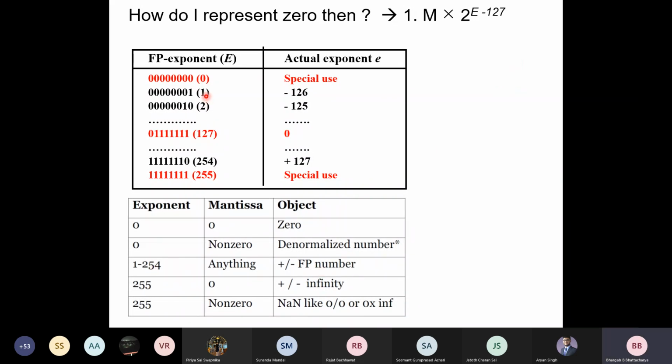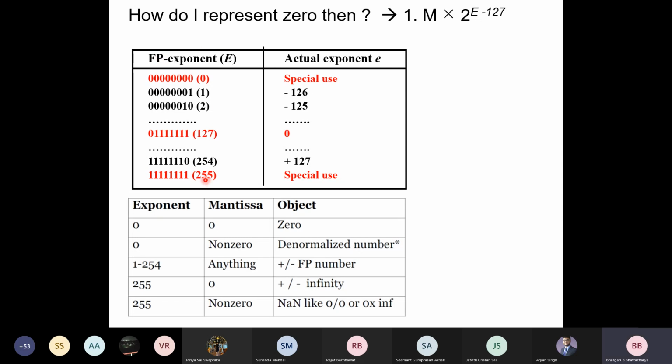If the floating point exponent runs from 1 to 254, if you look into this table, that means from this string to this string, and mantissa could be anything, then it represents a positive or negative floating point number, and its exponent is defined by this, and the mantissa significand would be defined by whatever value you have in this mantissa.